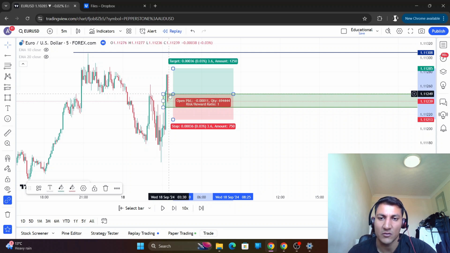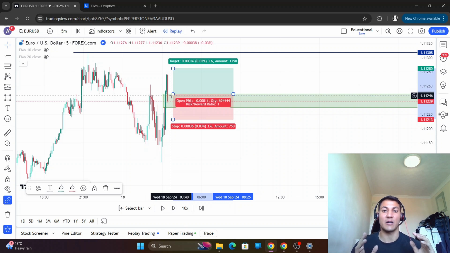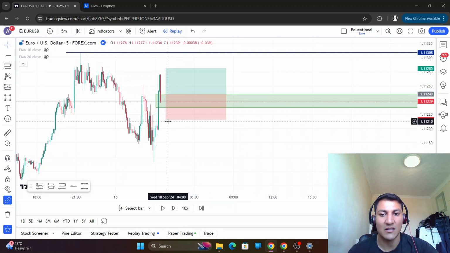So the easiest entry, because we want to get in. Because the thing with the Silver Bullet is price will move fast. It will move fast because it's not got much time to work with. So always take the easiest entry.